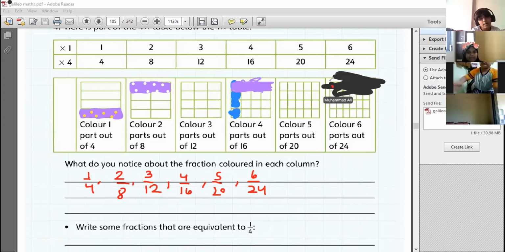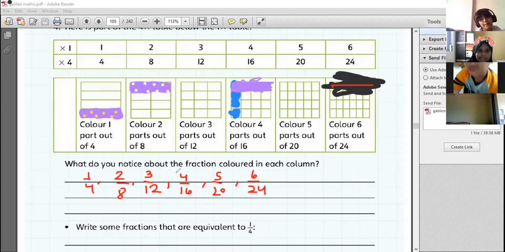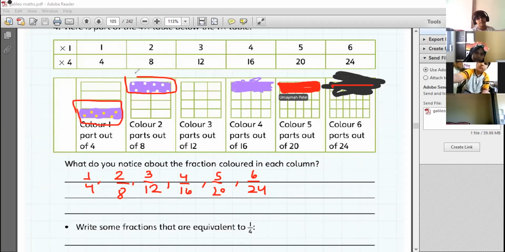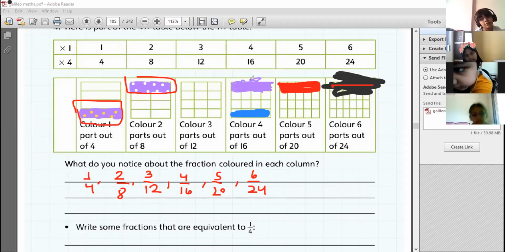Ma'am, can I do the next one? Yeah. But listen. You need to tell me what you notice about a fraction colored in each column. Everybody has the same amount. No, not everybody. Keep a close watch. This part and this part is the same. All of them have the same value.